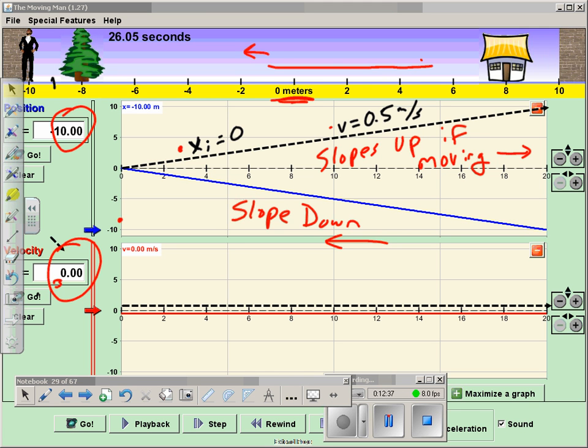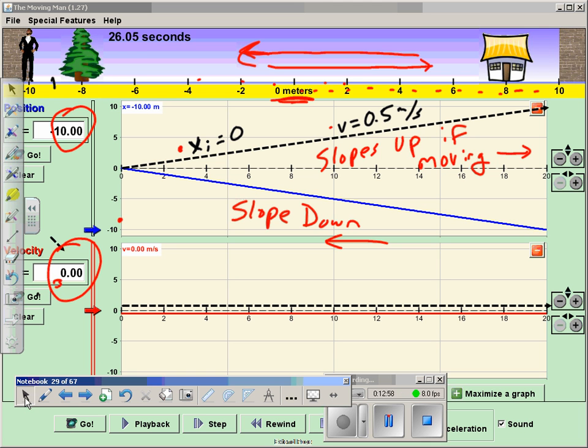Because if you move this way, your position's increasing. These numbers are getting bigger. If you go this way, your position's decreasing, and so that's why it goes downhill. All right. So I'm going to pause the video there, and in the next video, we're going to look at what happens as the object speeds up or slows down.